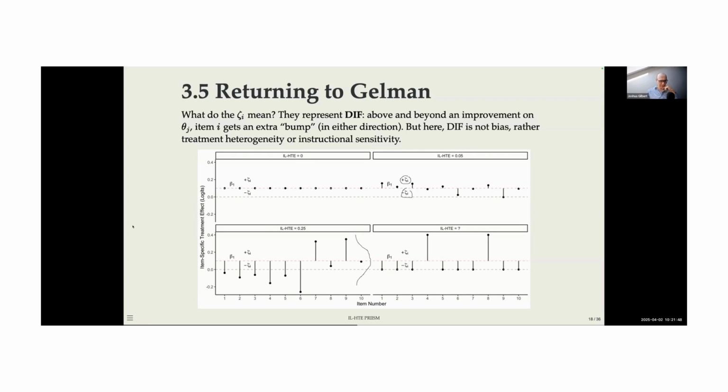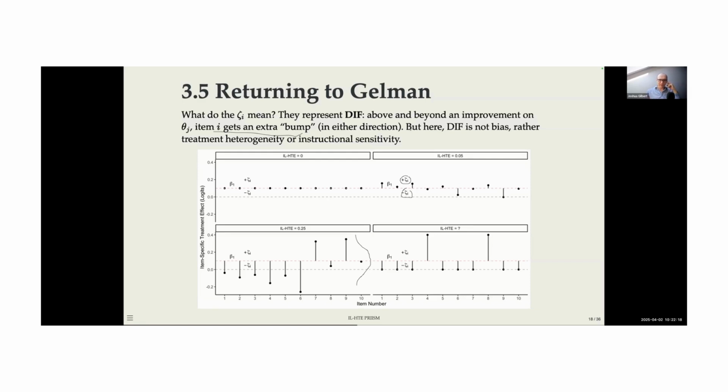Now, a psychometrician might say this sounds a lot like differential item functioning, or DIF. And that is correct, right? We're saying above and beyond an improvement to your proficiency theta, item i gets this extra bump in either direction. And DIF is often used to test for, say, bias by demographic groups. We want to ensure that a test is functioning similarly, say, for different ethnic groups, students of different ages, men versus women, and so forth.